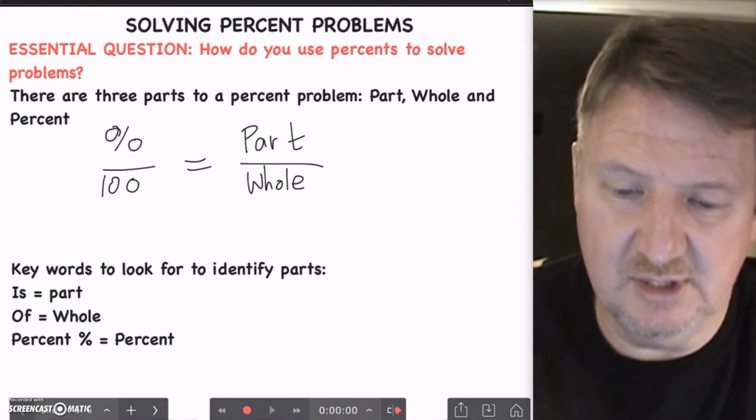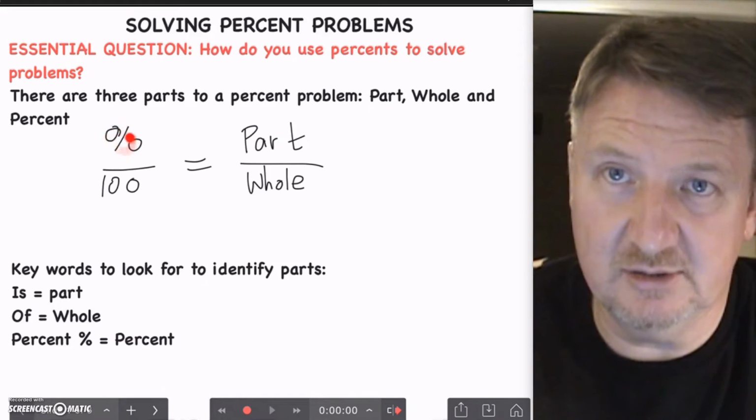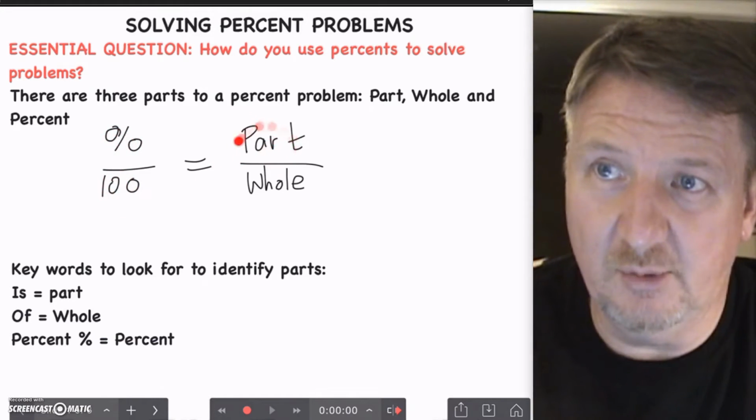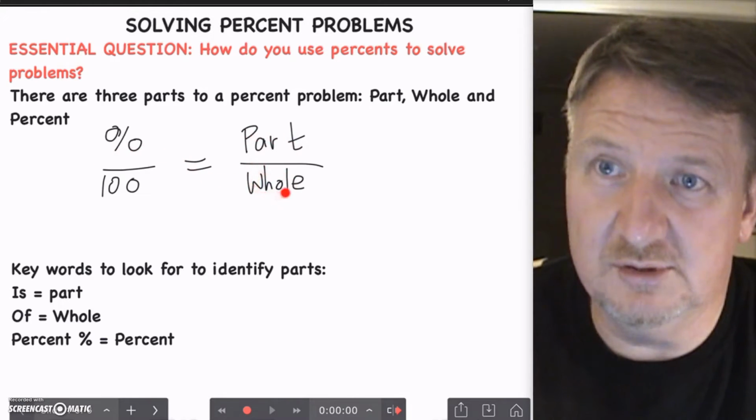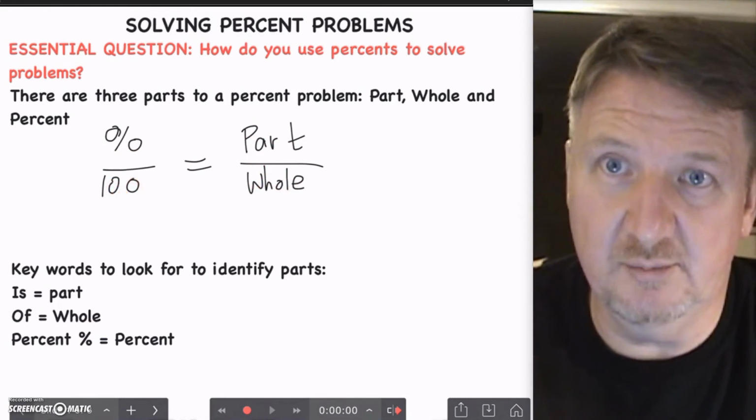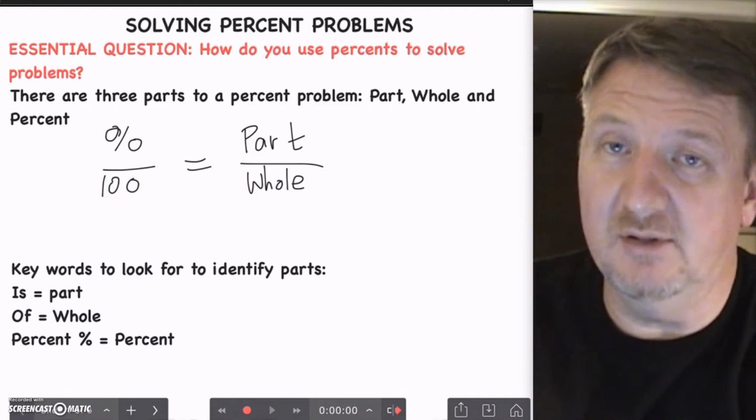It's always going to be set up like that. The percent is on top over the 100, and the part is on top, corresponding with the percent, and then the whole is on the bottom, and that corresponds with 100, because if you had all of 100, that would be the whole thing.